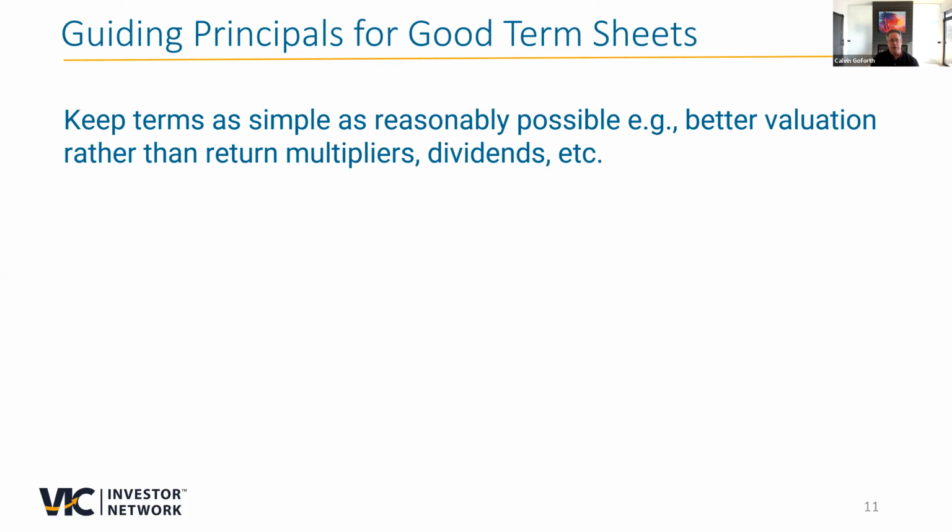First of all, I think this is really important, you want to keep the terms as simple as reasonably possible. So for example, rather than having preferred return multipliers, dividend structures, full ratchet anti-dilution, or other such terms, it's better to simply agree upon a lower valuation. It's better for the invested in company, and it's better for the investors than trying to reach agreement through adding a complicated return structure.